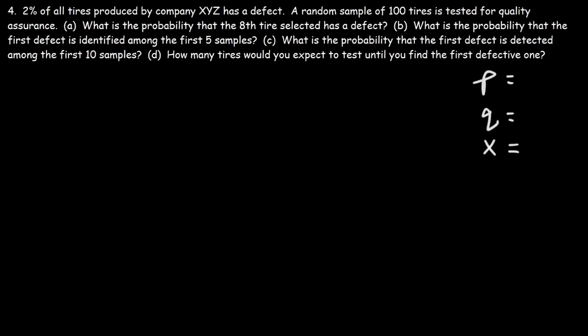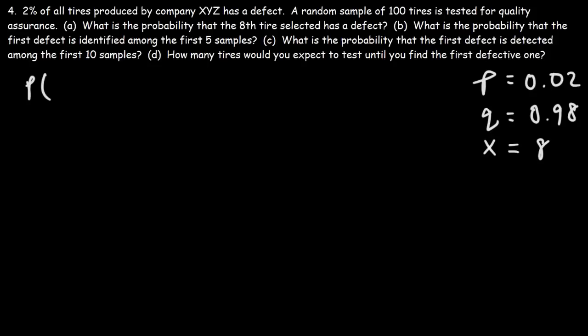Well, 2% of all tires has a defect. So P is 0.02. That's the probability of selecting a defective tire. The probability of not selecting a defective tire is going to be 1 minus 0.02, which is 0.98. Now, in part A, we want to calculate the probability that the 8th tire selected has a defect. So X is 8 for part A.